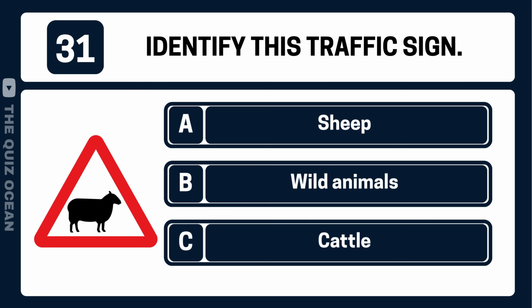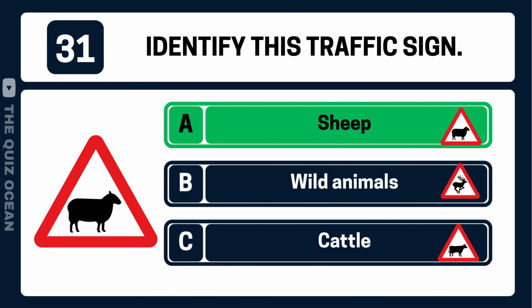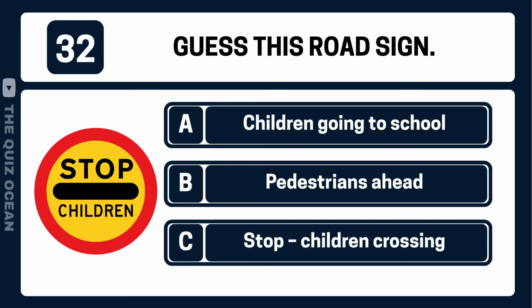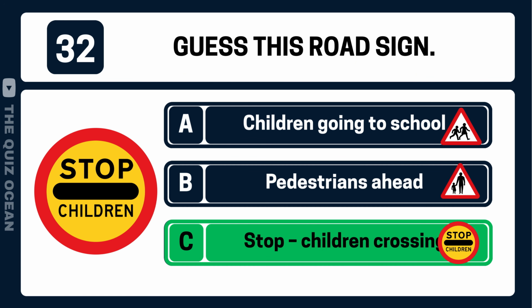Identify this traffic sign. Well spotted. This sign warns of sheep in the area. Guess this road sign. Correct. This sign alerts drivers to stop for children crossing.